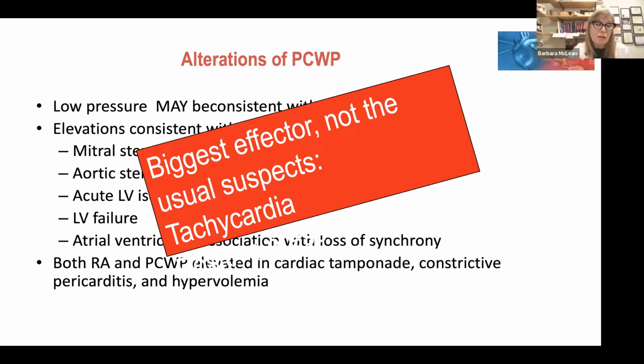But it's from the tachycardia, it's not necessarily because the patient has ventricular incompetence. Okay. The second biggest effector that's not a usual suspect is positive pressure breathing. So lots of these patients who have PA catheters, not all of them, are intubated on a ventilator. So you've got to really consider that.